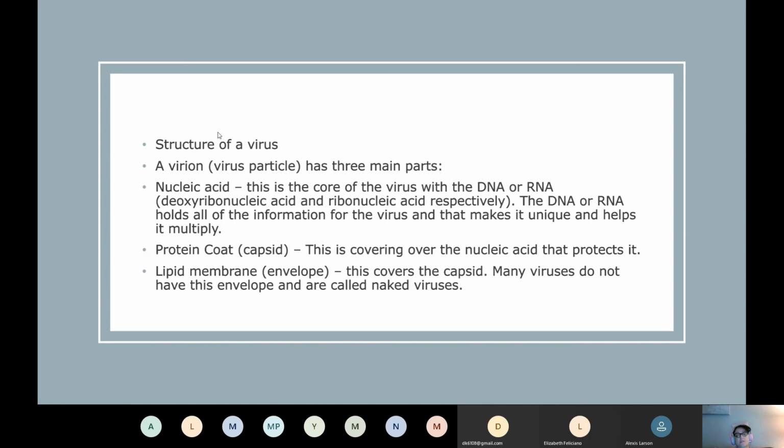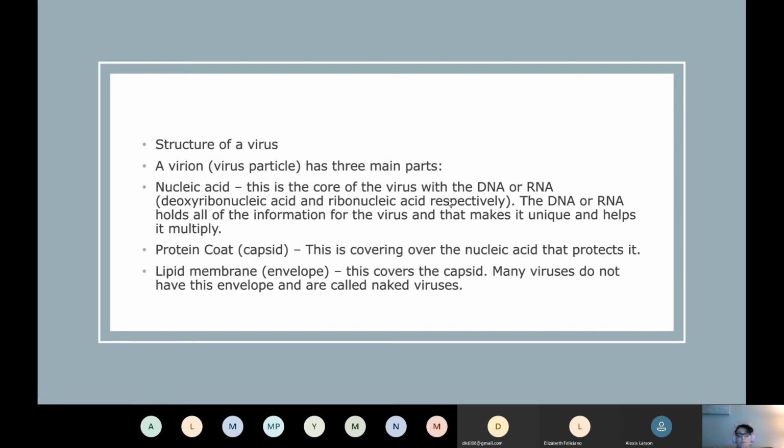A virus, this was one of your SurveyMonkey questions. What are the structures of a virus? The structures of a virus have three parts. They have a special center, a nucleic acid core, and this is where their DNA or RNA live. This is their genetic coding. This is how the virus replicates and makes more and more of itself once it's in your body.